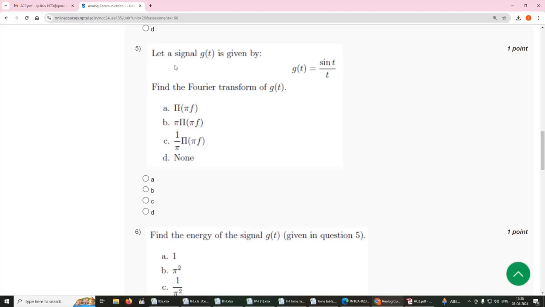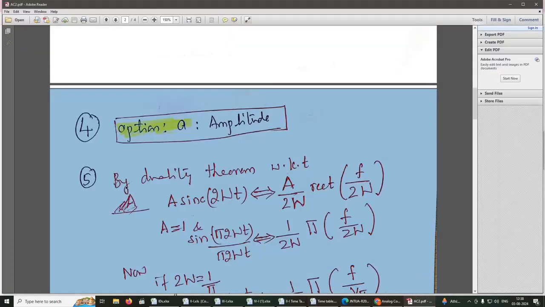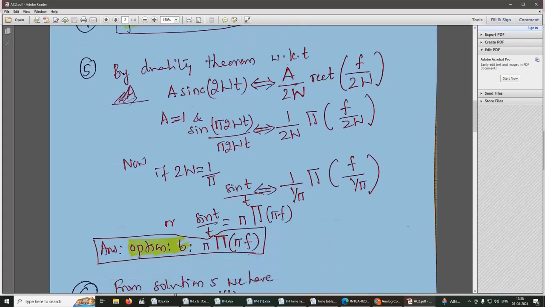Fifth question, if a signal g(t) is given by g(t) = sin t by t, what is the solution for this? We will see here. For the fifth question, by duality theorem, we know that A sinc(2Wt) has the transform A by 2W rect(f by 2W). If A is equal to 1, I can write this in terms of sin(pi 2Wt) by (pi 2Wt), and then it is 1 by 2W rect(f by 2W). Let me make 2W equal to 1 by pi, so that I will get sin t by t.